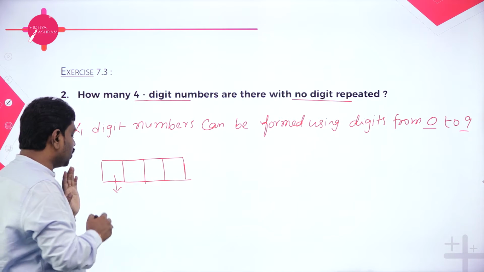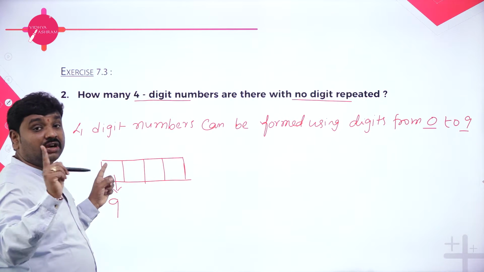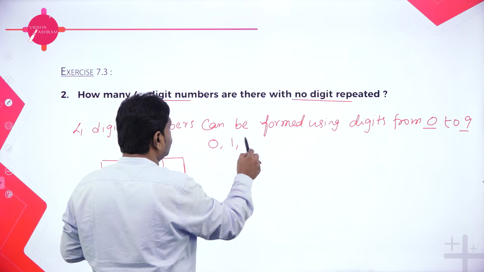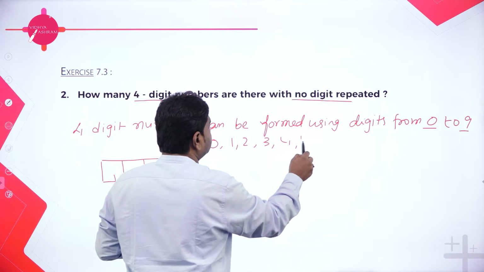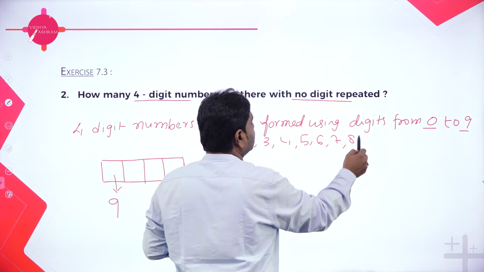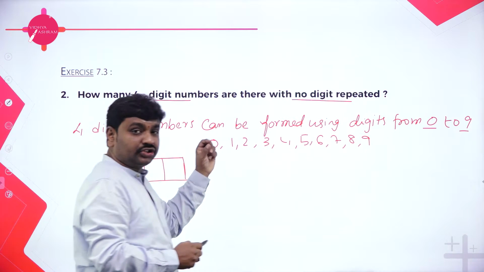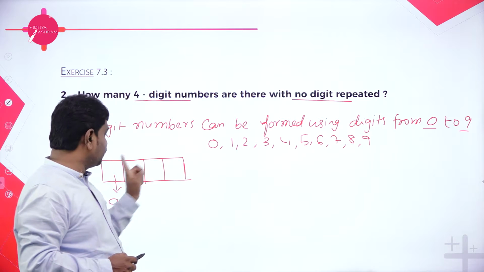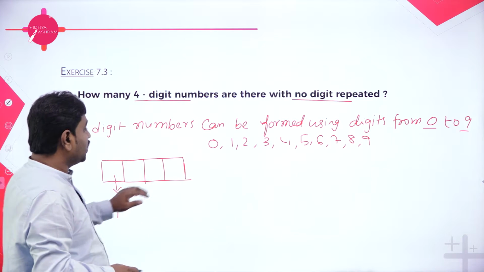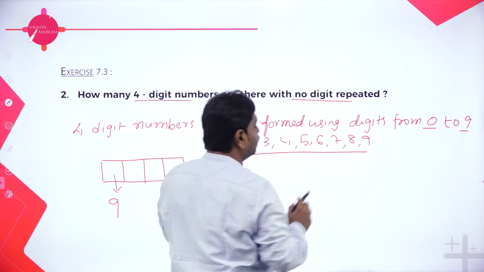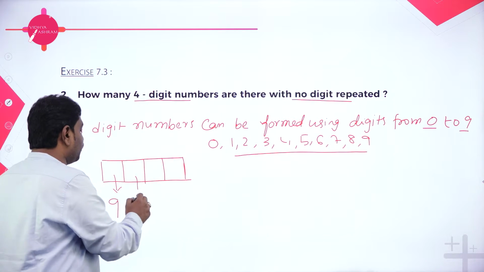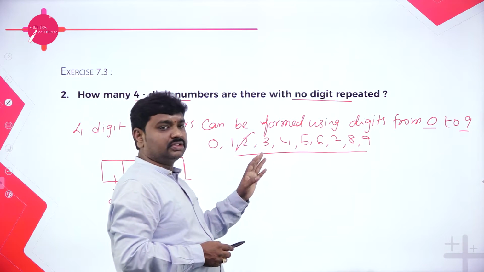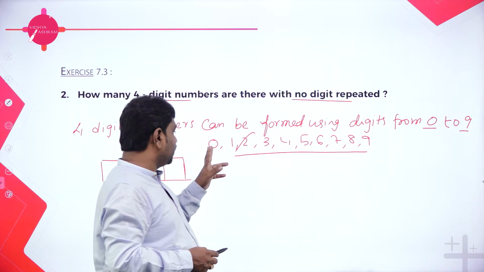So the first box I can fill in only 9 ways, because in the first box you cannot fill 0. The digits you can take support of to form a number are 0, 1, 2, 3, 4, 5, 6, 7, 8, 9. But in the first box you cannot fill 0. If I fill 0, it will become a 3-digit number. So in the first box I can fill any number from 1 to 9. So 9 ways are there. After I fill any one number, cut one number from the 9 numbers. So now we have 8 numbers, and 0 is also there.